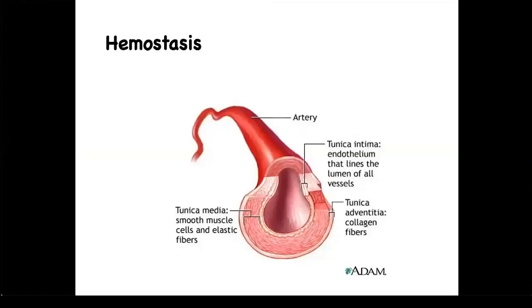Before we begin looking at hemostasis, I wanted to go over the general anatomy of a blood vessel. There are three layers in the wall of the blood vessel. We call these layers tunics.